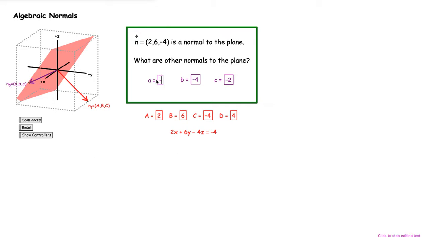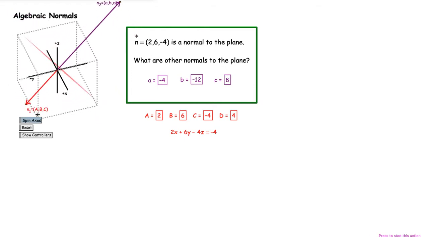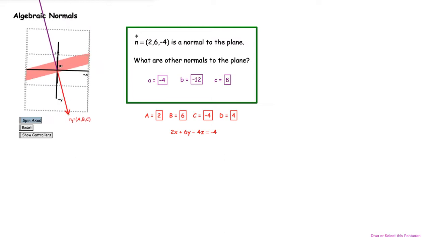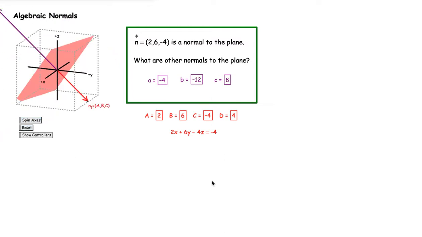If I call this -4, then this would need to be -12, and this would need to be +8. And now let's spin this around, and now you can see right there, you could tell from that angle right there that it is now perpendicular to the plane. So let's reset this. Are there other normals to the plane?